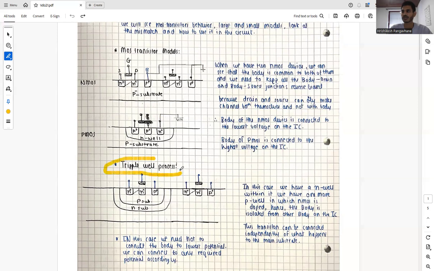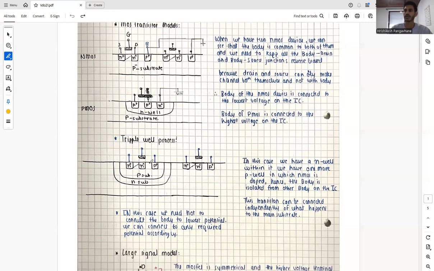There is also something known as the triple well process, in which we have our N well. Inside that N well, we again make a P substrate well, and in that we make an NMOS by two N doped wells, and we put a polysilicon layer as our gate, and along with that we make a body which is separated within itself inside an N well. So this body is isolated from all other bodies of the transistors, and in this case we have an N well, and the body is isolated from other bodies on the IC, and this transistor can be connected independently.